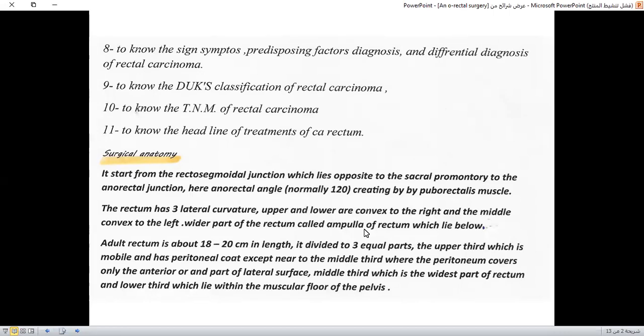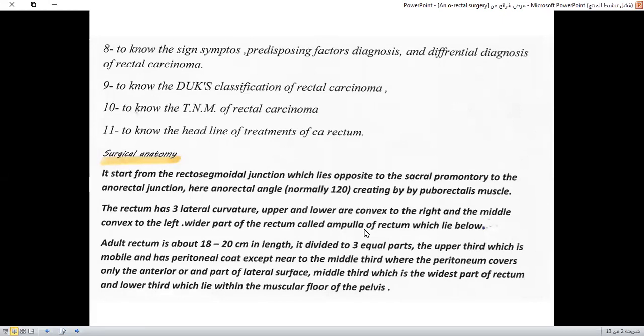Regarding the surgical anatomy, the rectum starts from rectosigmoid junction, which lies opposite to the sacral promontory, to the anorectal junction. Here anorectal angle اللي هي 120 degree created by puborectalis muscle. The rectum has 3 lateral curvature, upper, middle, and lower. Upper and lower curves convex to the right, and the middle convex to the left.